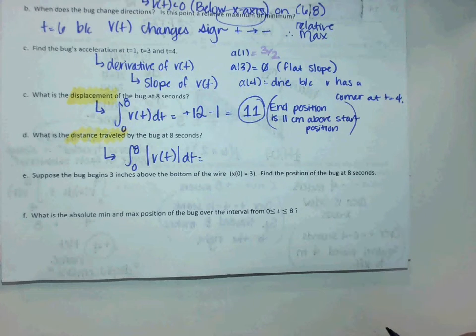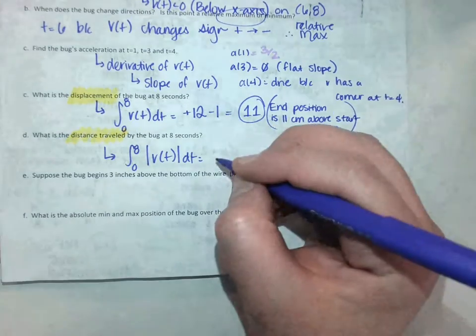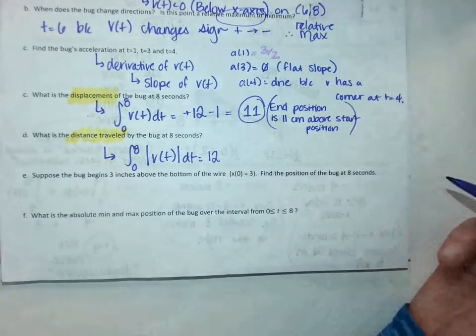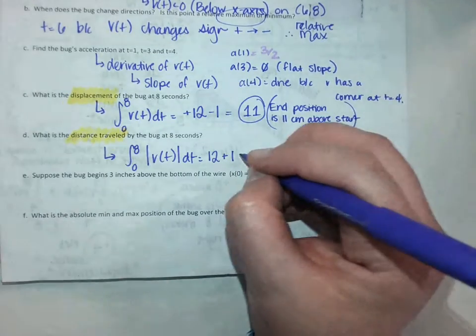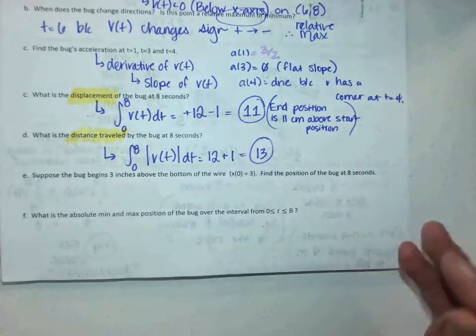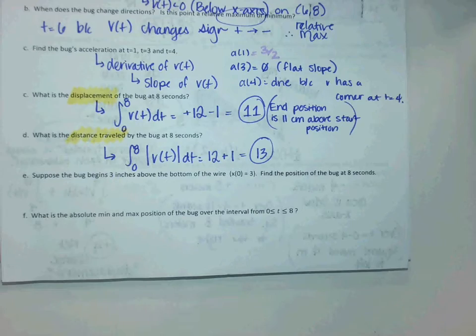Because what did he do? He went 12 up and then he went 1 down, then his ending position is 11 above his start point. Now for distance traveled, what would my calculation be? 12 counts as positive, 1 counts as positive. He went 13. Because each of those counts as a distance, not including a direction.